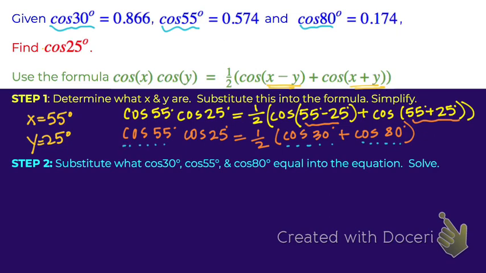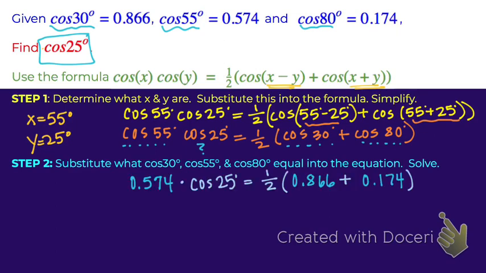We can't substitute anything in for cosine of 25. Remember, that's what we're solving for. That's the one that is our question. That's like our variable. So now we're going to solve, and we're going to solve for this. This is like, again, our variable. We want to know what this equals.